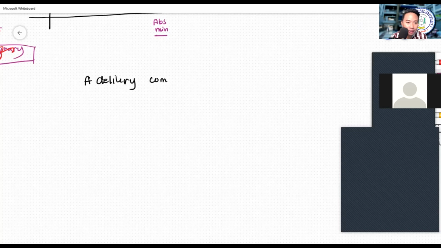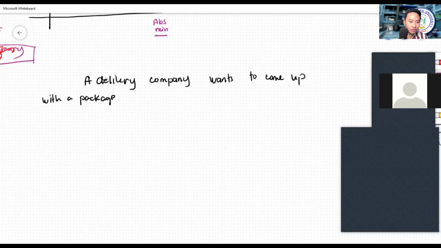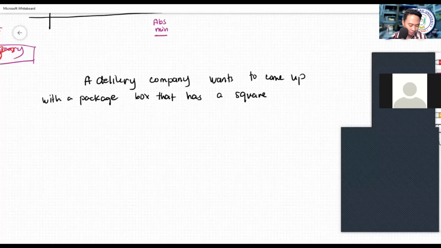A delivery company. You might be able to see this item on the book, guys, but I will just explain it to you. To come up with a package box that has a square base and volume of 40 feet cubed.